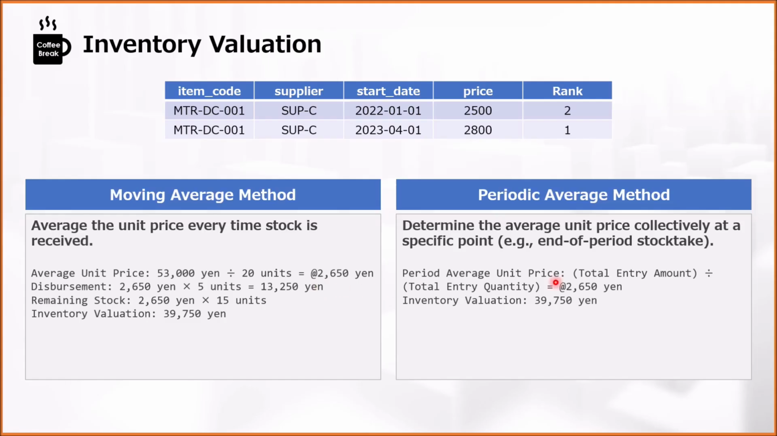The periodic average method determines the average unit price collectively at a specific point in time. For example, the average price is determined during the monthly inventory stock take, and this method requires fewer calculations.